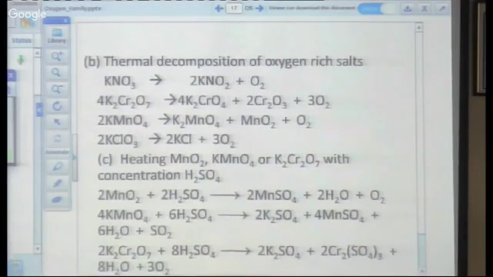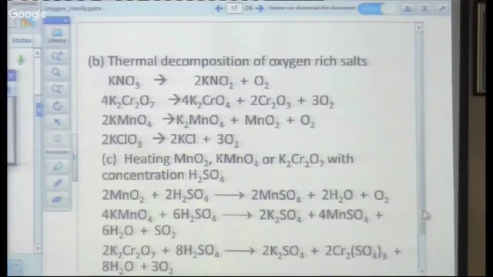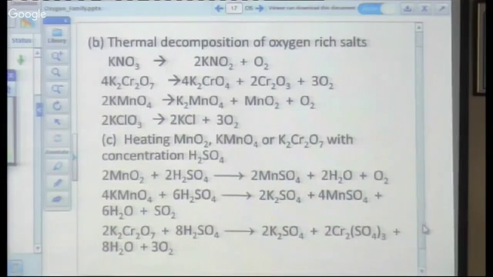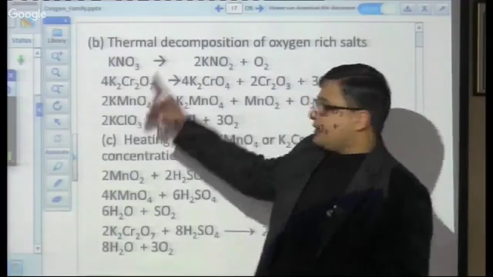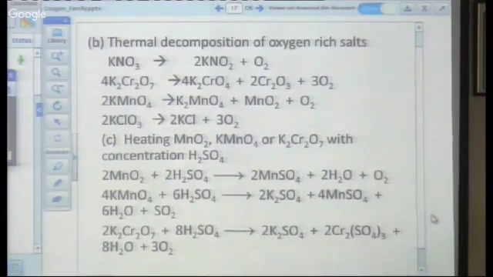This is the second method, in which we produce oxygen from compounds consisting of a higher number of oxygen atoms, like KNO3. KNO3 when heated gives KNO2 plus O2. K2Cr2O7 when heated gives K2CrO4, Cr2O3, and oxygen. Why have we written these salts? Because all consist of a very huge amount of oxygen as compared to the last. So these are good sources of O2.